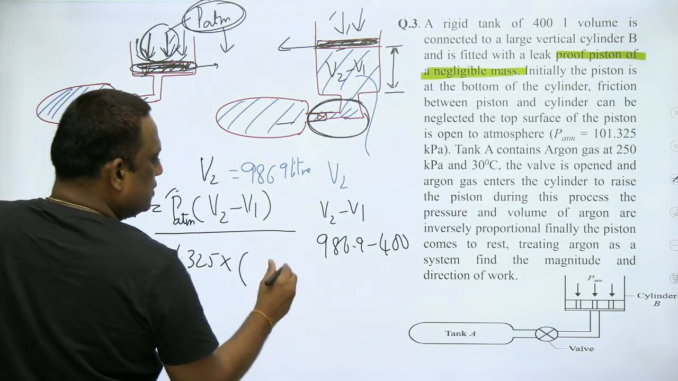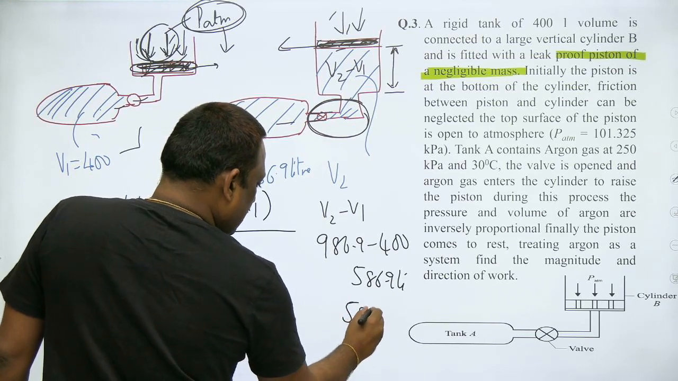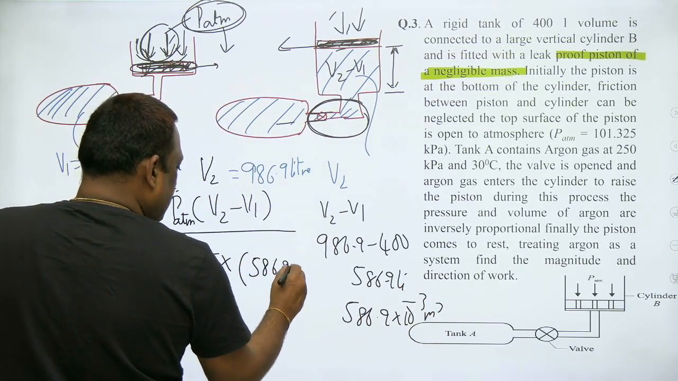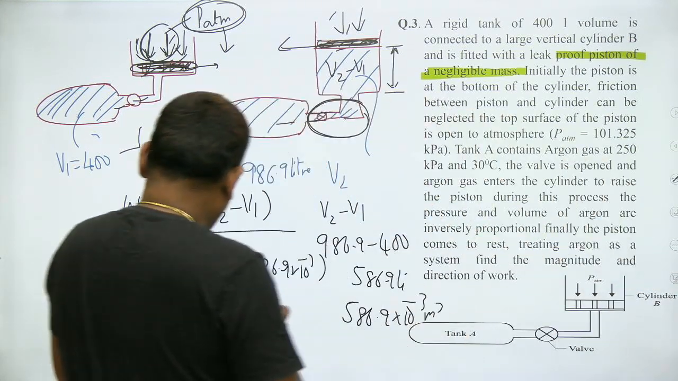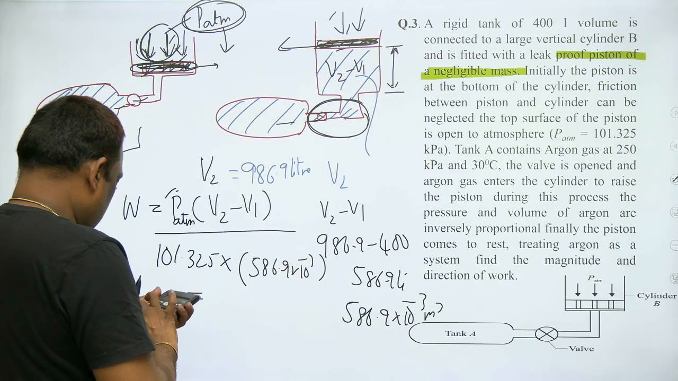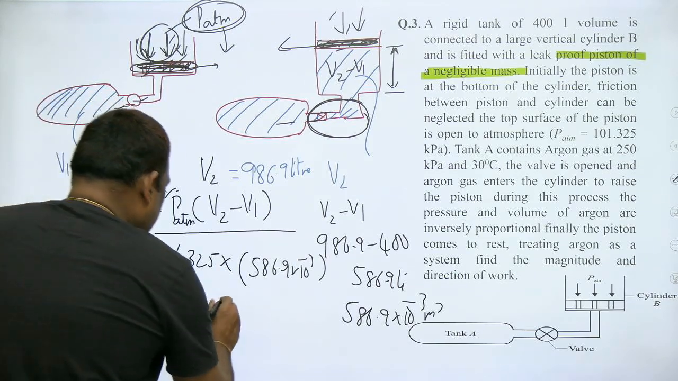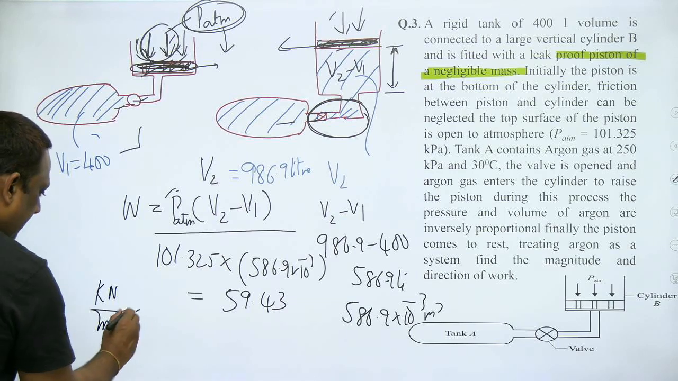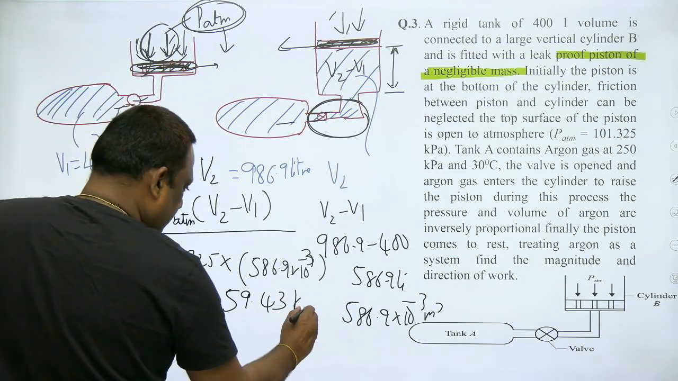So what is the air pressure? 101.325 into change in volume. What is the change in volume? How much is it coming? 586. But that is in liter. Convert that into meter cube: 586.9 into 10 raised to minus 3 meter cube. So it will be 586.9 into 10 power minus 3. And this turns out to be, let me check, 586.9 into 101.325, which is turning out to be 59.43. This is in kilopascal. Kilopascal means kilonewton per meter square. And I have multiplied the volume change with 10 power minus 3 to convert liter to meter cube. So newton meter is joule, so this will be kilojoule.